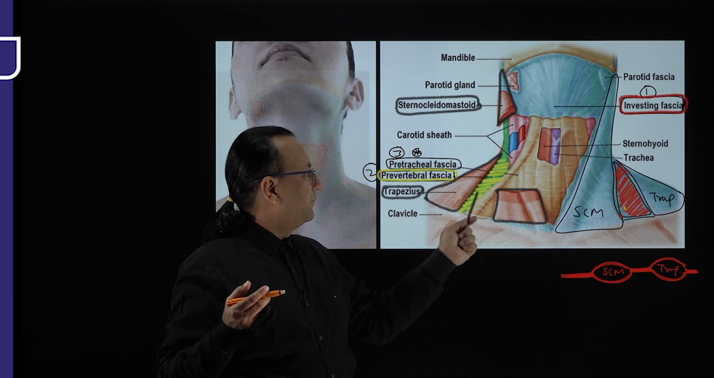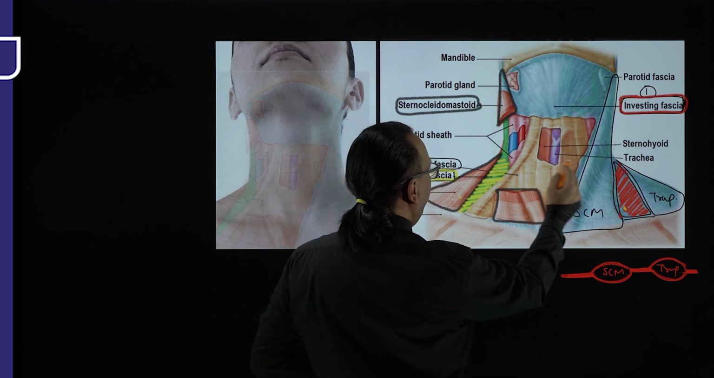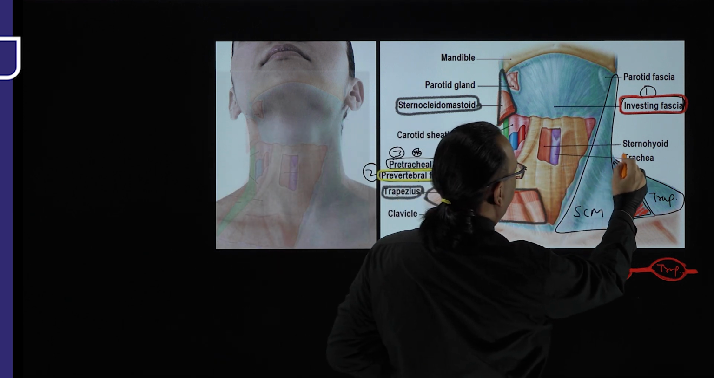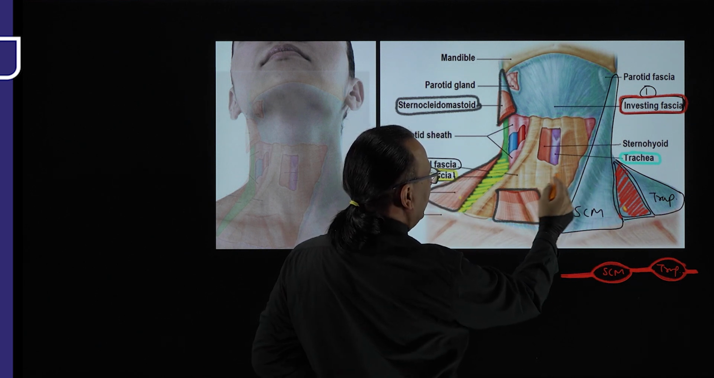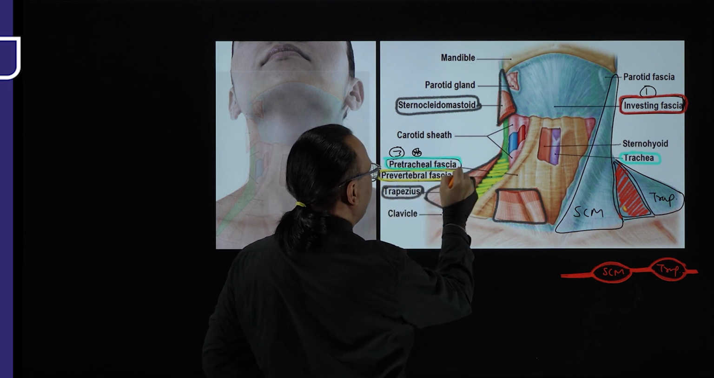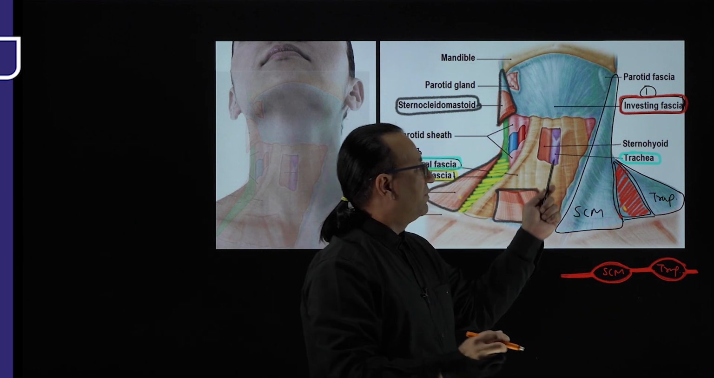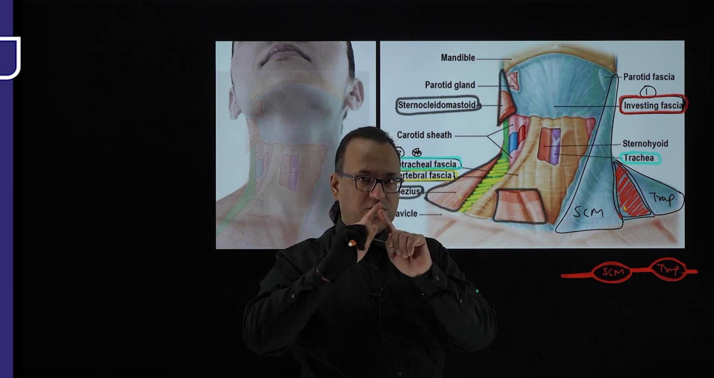Now that was about the prevertebral fascia. Let us focus upon the 3rd layer, which is pretracheal fascia. As you can see, this is the trachea, and in front of the trachea, this yellow-orange colored fascia is the pretracheal fascia, the number 3. Now, this fascia is not only in front of the trachea, but it is in a circular fashion around the respiratory tube and also the gut tube.